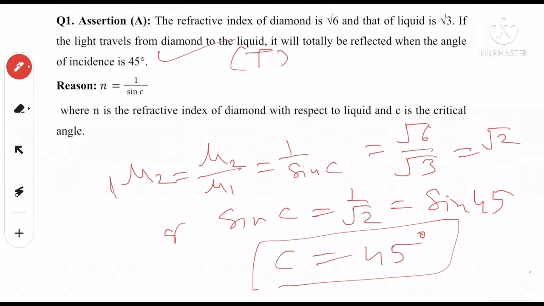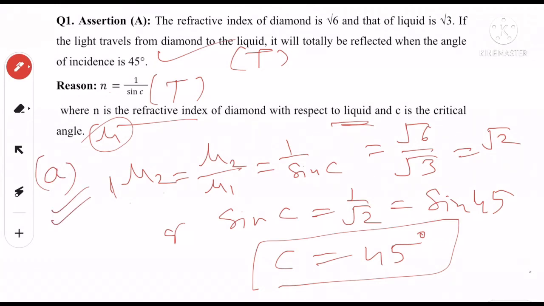Now second one is the reason. The reason is also true, as from this refractive index mu or n, you can write n is equal to 1 upon sin c, or mu is equal to 1 upon sin c. So n, the refractive index, or in place of n you can also write mu with respect to diamond, because c is the critical angle. So this is also true, which means the assertion is true and the reason is true, so option A is correct. So A is the answer.